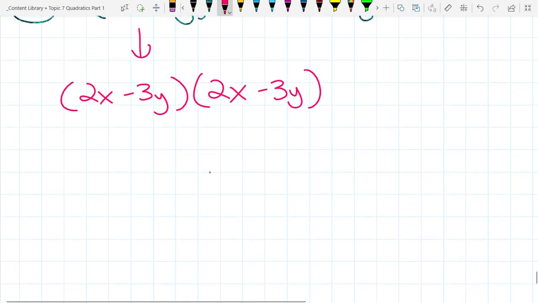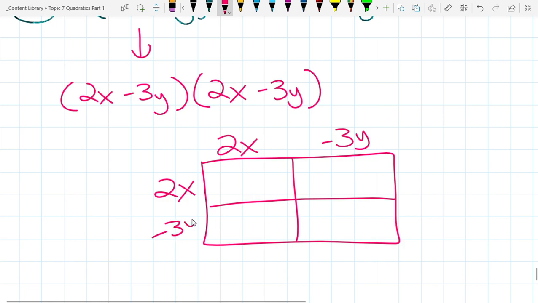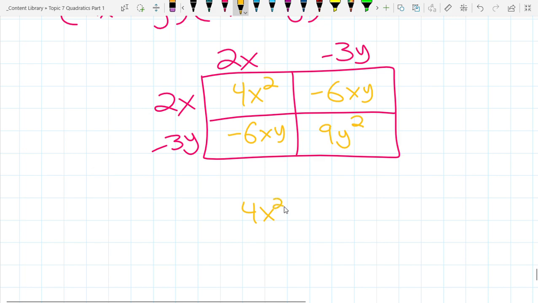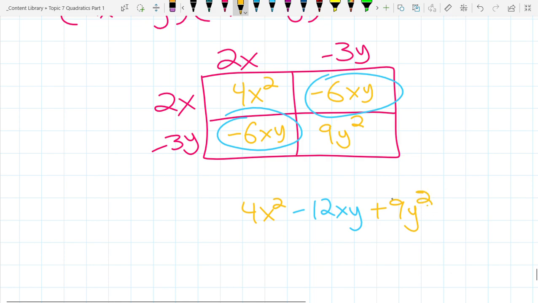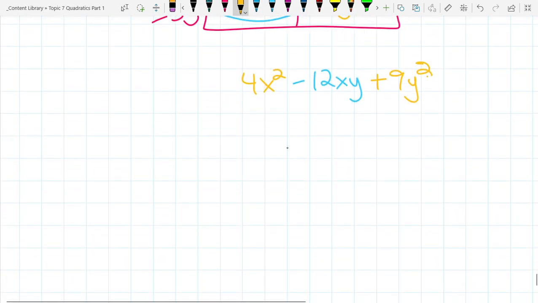If you work that out, and I'll use a box again, 2x minus 3y, 2x minus 3y: 2x times 2x is 4x squared, 2x times negative 3y is negative 6xy, another negative 6xy, and this becomes a 9y squared. If you combine like terms, you get 4x squared, and a negative 6xy and a negative 6xy make a minus 12xy. And that's what the student forgot to do. They forgot their middle term, most likely because they didn't work it out the long way. They tried to take a shortcut, which does not work. So they forgot the minus 12xy.